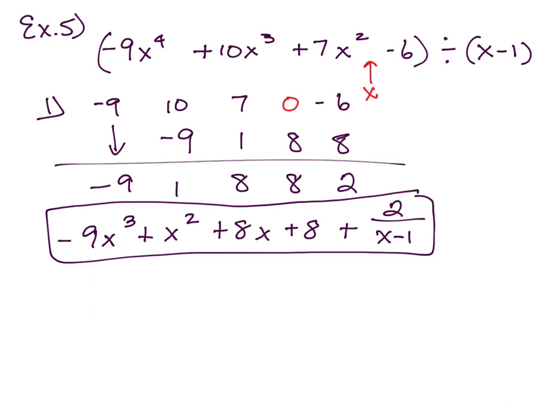How could you check your answers? You could FOIL it. You could multiply your answer, 9x cubed plus x squared plus 8x plus 8 by x minus 1. And at the end, if you add 2, you should get back to the polynomial that you started with. And I can just put R2, right? You could put R2.